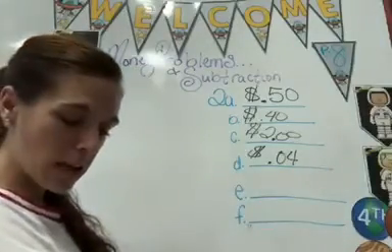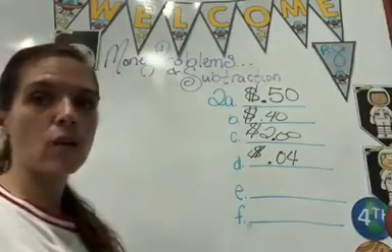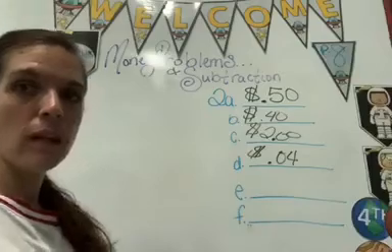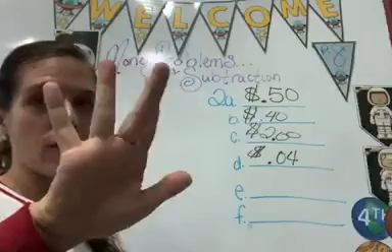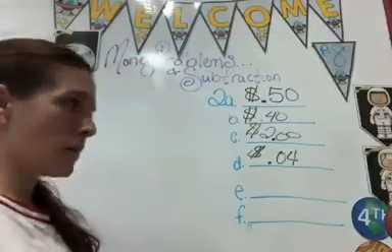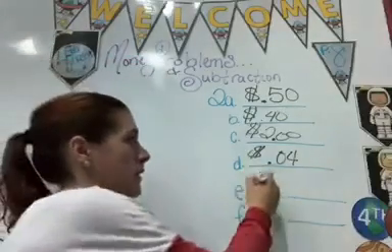Okay, look at letter E. 5 nickels. How much is a nickel? A nickel is 5, so you're going to count 5 times 5. 5, 10, 15, 20, 25, right? Okay, 25 cents.